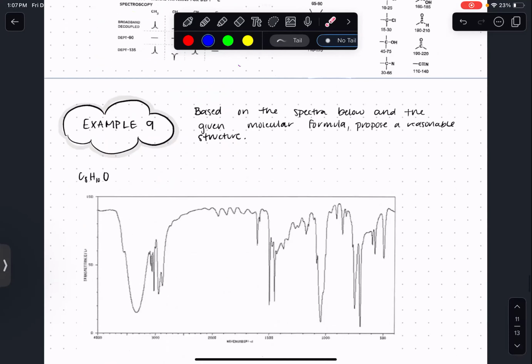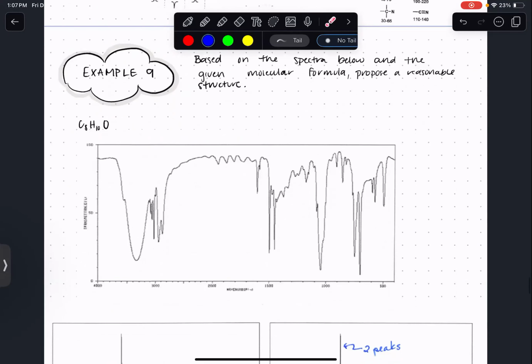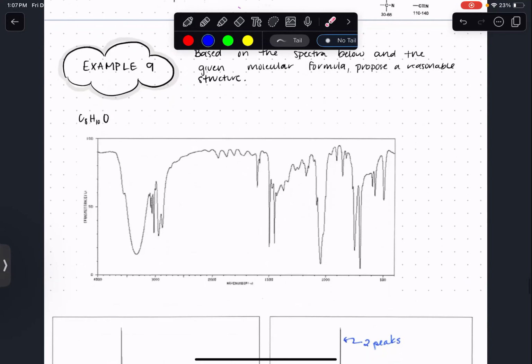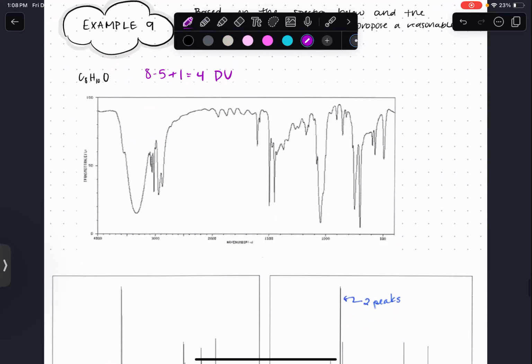So I included one example on here, which just says, based on the spectra below and the given molecular formula, propose a reasonable structure. So first step, when we look at these, find our degrees of unsaturation. So 8 minus 5 plus 1 equals 4 degrees of unsaturation, which is good to know. Now, I'm not sure exactly yet when I look at this where those are going to be at. But there is a way that I can find out from my IR spectrum.